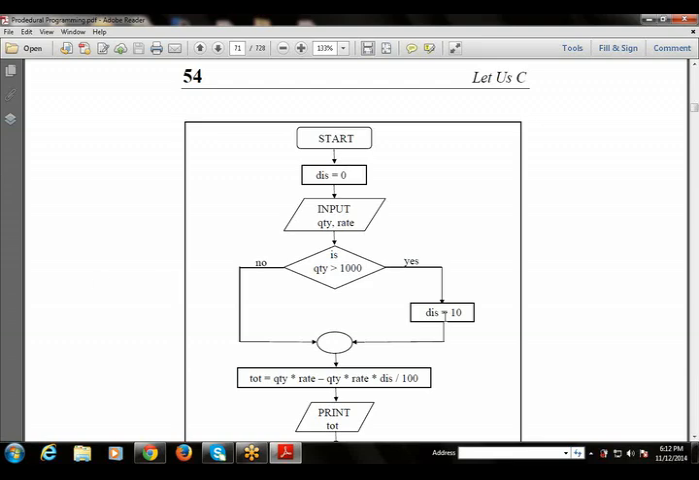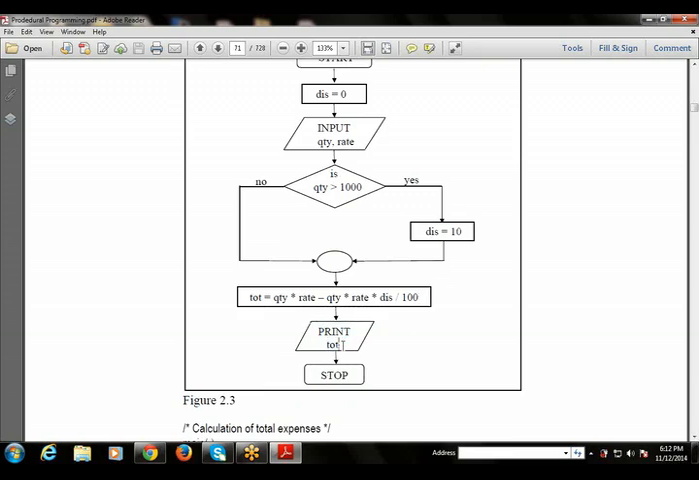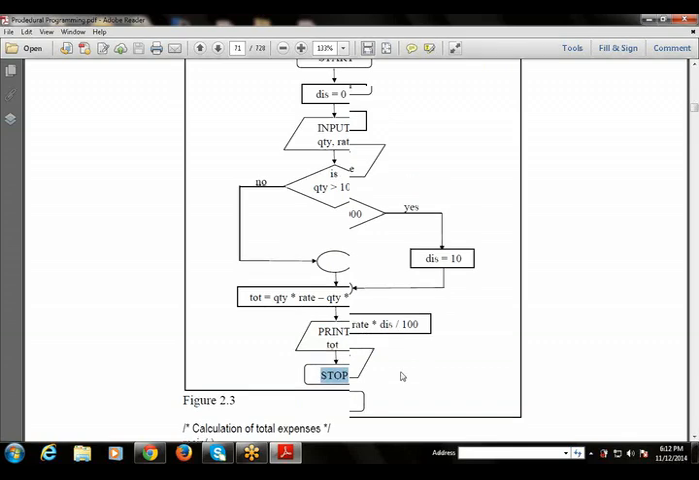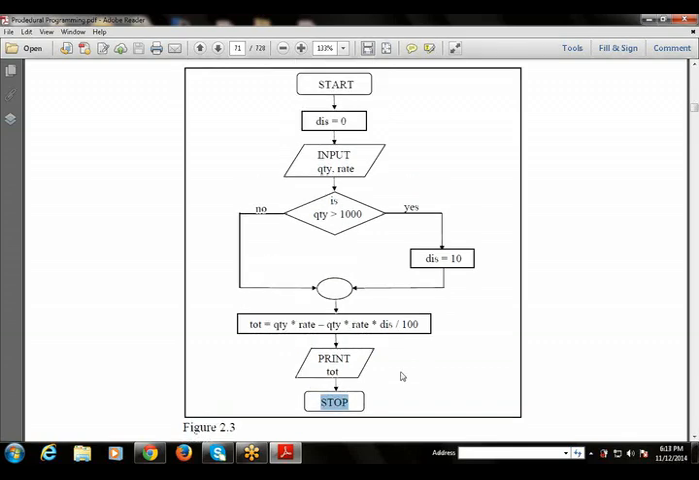then provide a discount that is equal to 10. If it is no, that is less than 1000, then calculate the value, that is, total equals quantity into rate minus quantity into rate into discount divided by 100. Then print TOT, that is, print the total value, and then at last stop. So this is the flow chart that shows if the quantity is more than 1000, then provide a discount of 10, otherwise do not provide any discount.